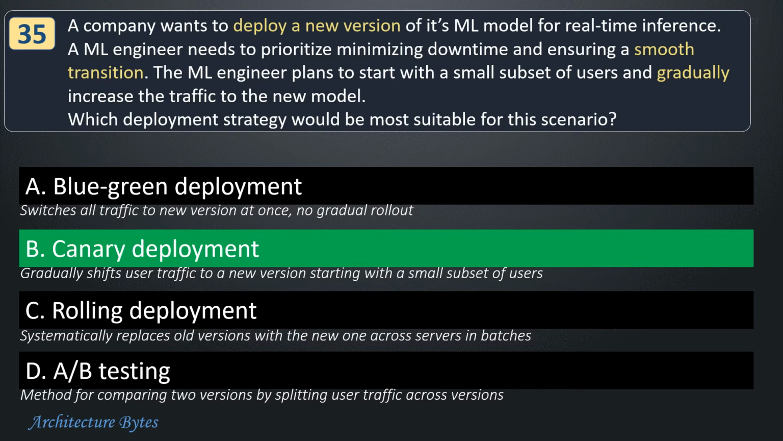Option C, rolling deployment, systematically replaces old versions with the new ones across servers in batches. And option D, A/B testing. This is not really a deployment strategy but a method for comparing two versions by splitting user traffic between them. It is typically used for experimentation and not for deployment.